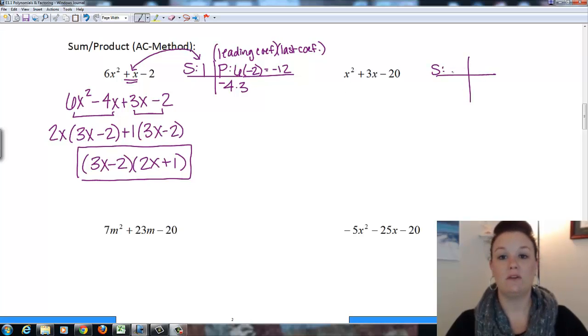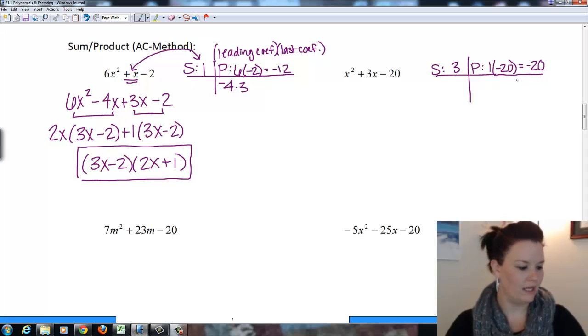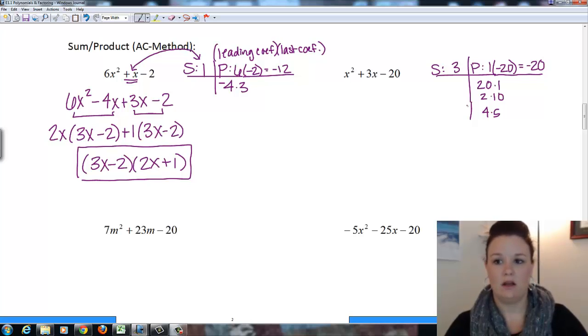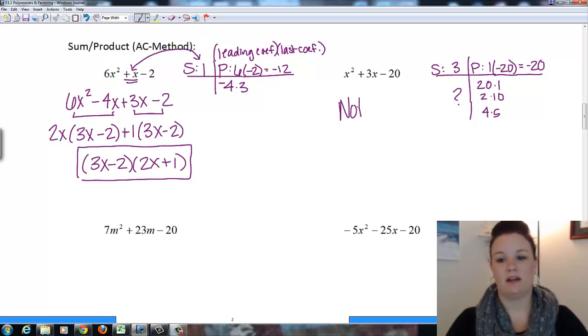My sum is my middle coefficient, which is a 3. My product is my first coefficient, which is a 1, times my last coefficient, which is a negative 20, which gives me a product of negative 20. So to multiply to get negative 20, I can use 20 and 1, I can use 2 and 10, or I can use 4 and 5. Notice none of these are going to give me a difference or a combination of 3, right? 20 and 1, 2 and 10, 4 and 5, no matter how I subtract them, is not going to give me a 3. So if I can't find one that works, then that means that this is not factorable.